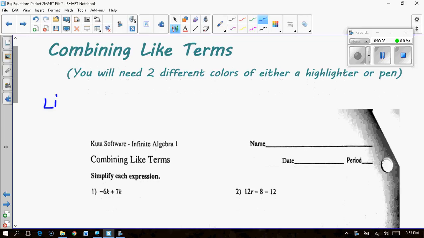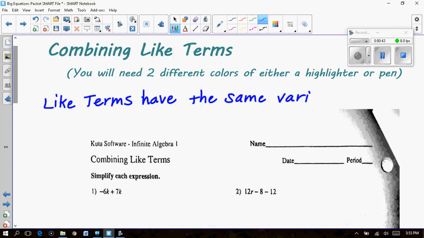Okay, like terms have the same variable and same exponent. Now the exponent deal you're going to deal with more when it comes to actual algebra 1 instead of a pre-algebra concept. For now, we're going to be talking about the variables and the number terms.